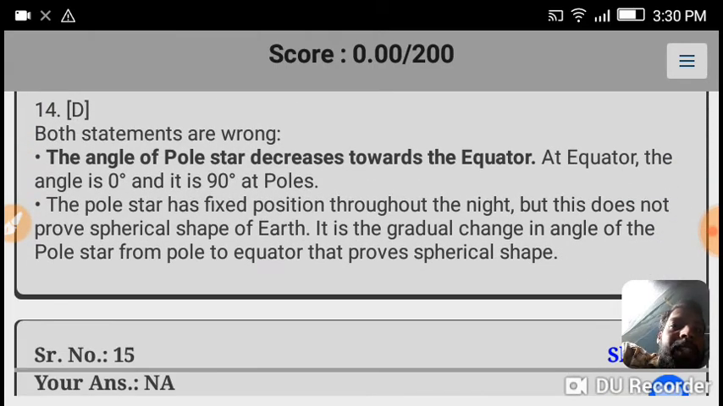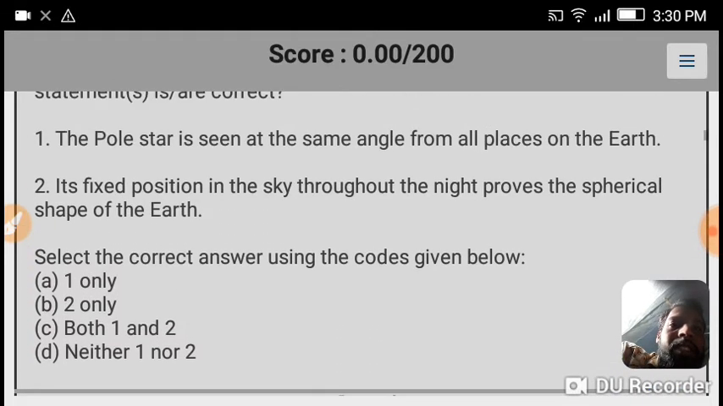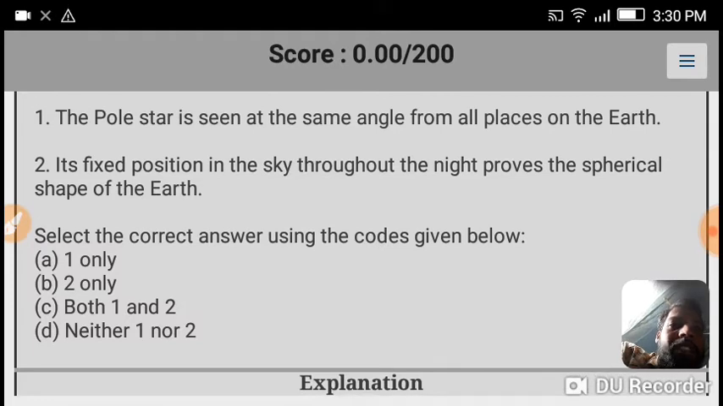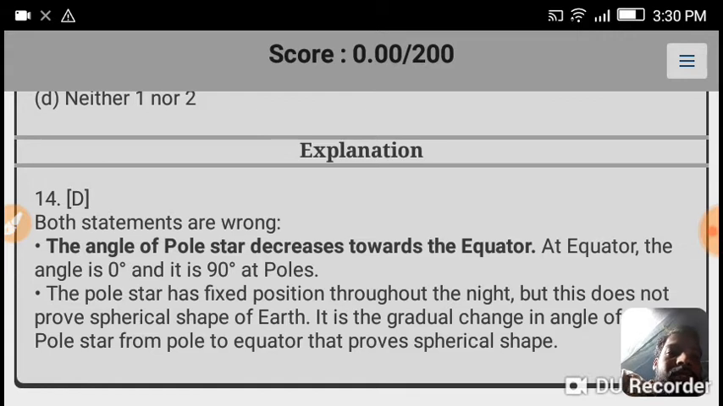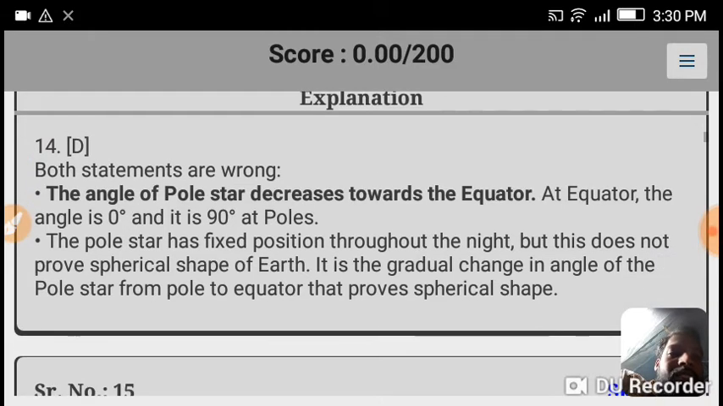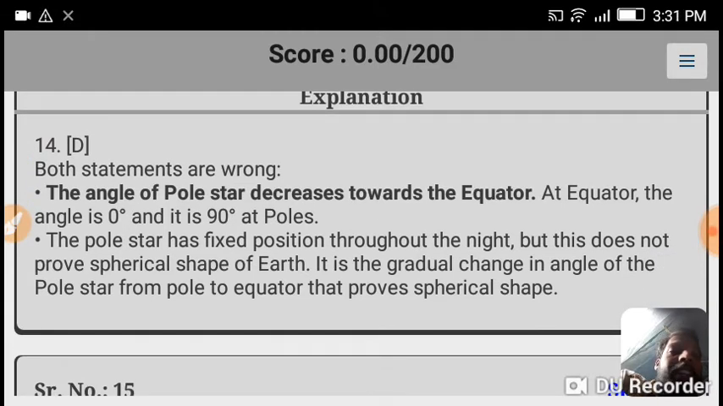The angle of the pole star decreases towards the equator. Here the question tells you it is the same angle at all places, but it is not. At the equator the angle is 0, and it is 90 degrees at the pole. The pole star has a fixed position throughout the night, but this does not prove the spherical shape of the Earth.